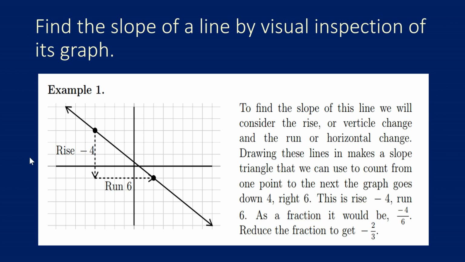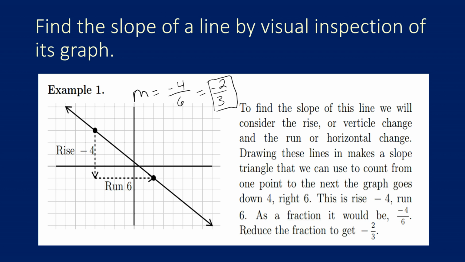So notice that we end up with this slope that's rise over run. So that's -4/6. And the 4 and the 6 share a common factor that can be canceled out. So we end up with a reduced fraction of -2/3, which is the answer.